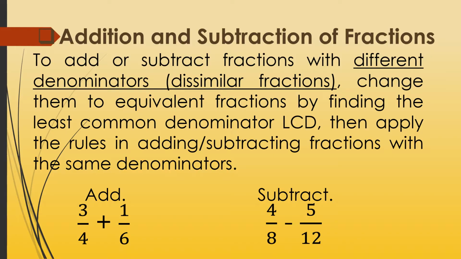So, kung mapapansin nyo, yung 3 over 4 plus 1 over 6, magkaiba sila ng denominator. Yung isa 4, yung isa 6. And then, dito naman, 4 over 8 minus 5 over 12. Yung denominators ay magkaiba din. So, 8 and 12. So, let us now answer.